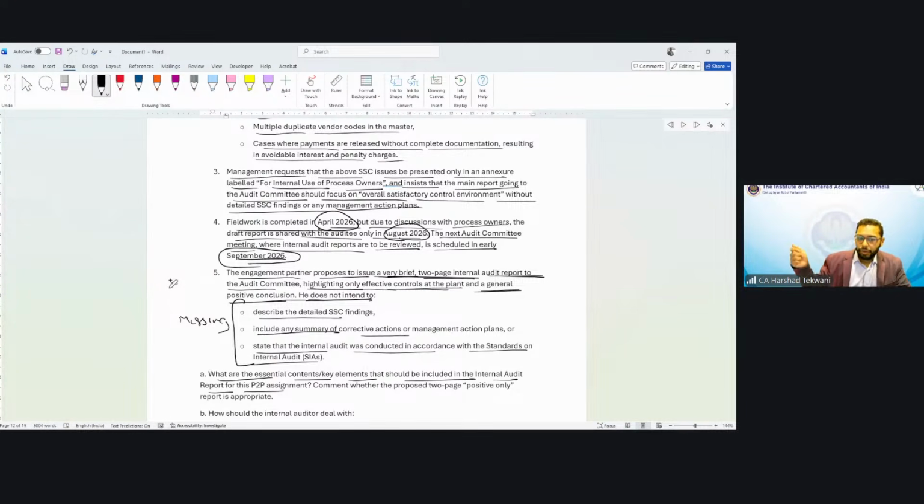For example, scope, objective, period covered, executive summary, summary of critical findings, detailed audit findings, ratings of highlighted issues, audit recommendations, response received from the management and their action plan. So whatever we have discussed, if you bifurcate that, you will get the content and format of the internal audit report. But as such, there is no content and format prescribed as of now.